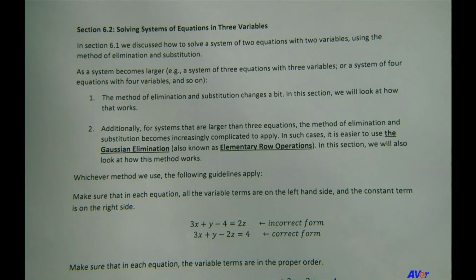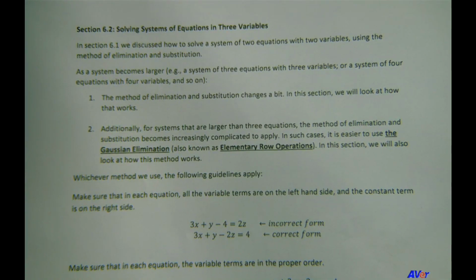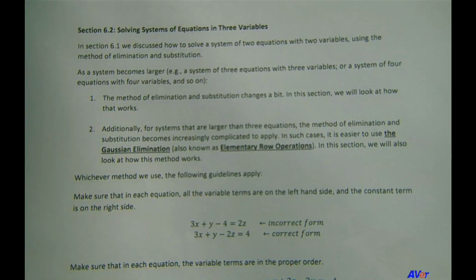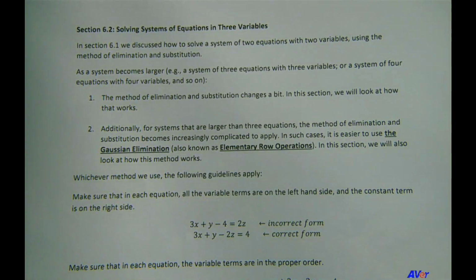Hello again, everyone. Welcome to our discussion of section 6.2, where we will be talking about solving systems of three equations with three variables. Now, as you recall in the previous lesson, or the previous video, we talked about solving systems of two linear equations with two unknowns, right? So in this section, the systems that we will be dealing with are mainly larger systems. So we have reached three equations with three unknowns.